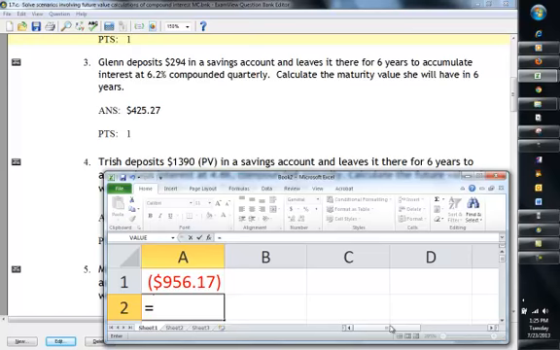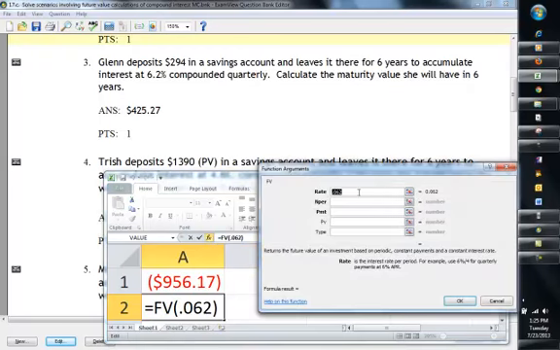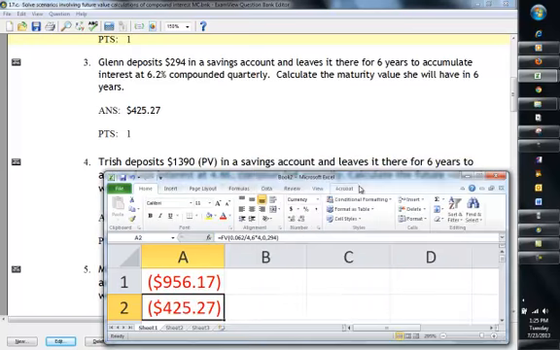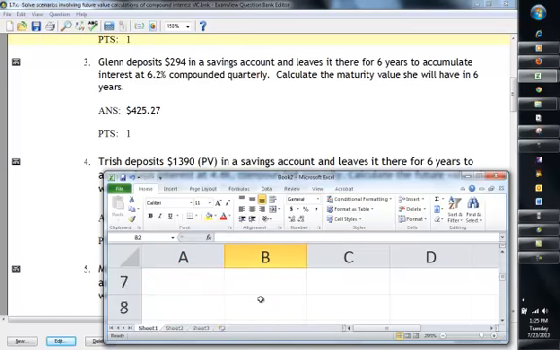Calculate the maturity value, so future value, 0.062. She compounds it quarterly, so divided by 4. Number of periods, there's 6 years, but there's 4 quarters in each of those years, so it's actually 24. No payment, and she has $294 in there at the beginning, so it's $425.27. Next one.